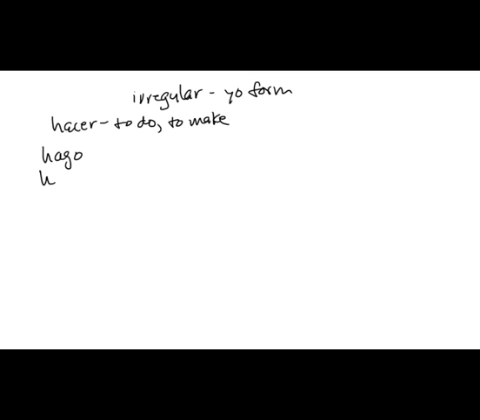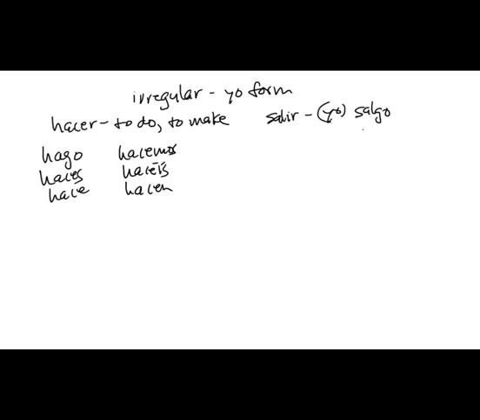After that it's regular. Haces, hace, hacemos, hacéis, hacen. The only irregularity here then is hago, to do or to make. There are other verbs that are like this that have just that irregularity in the yo form. Another one is salir. The yo form is salgo.